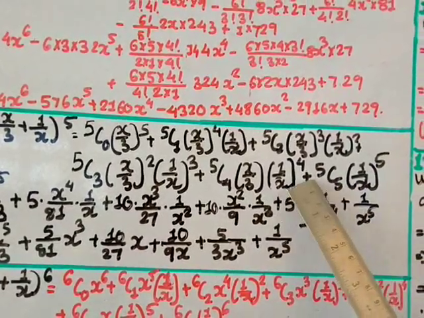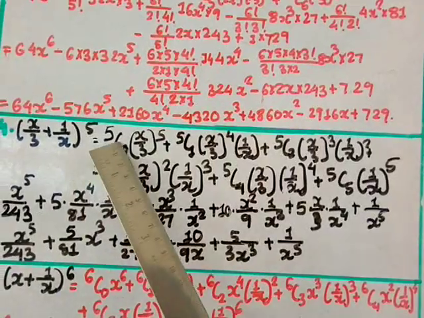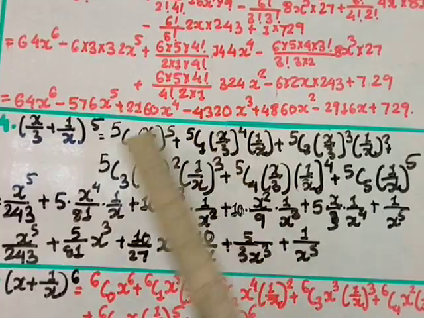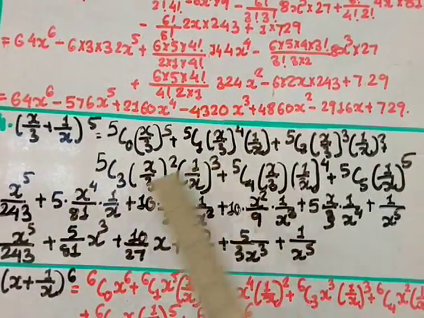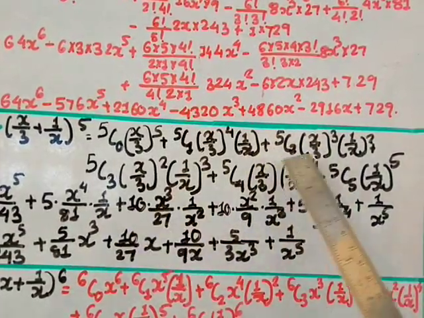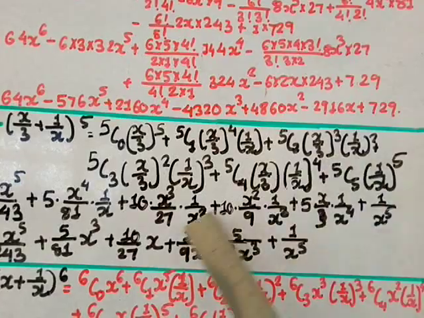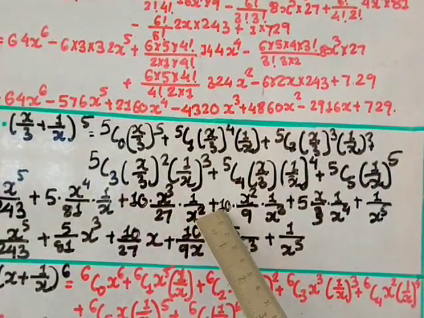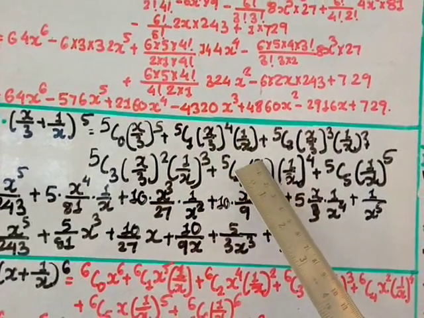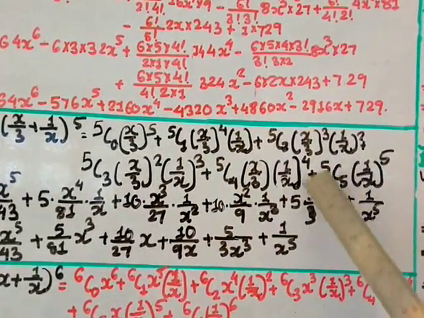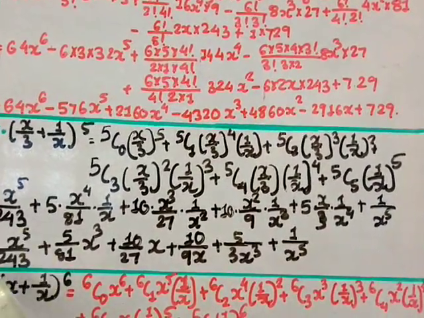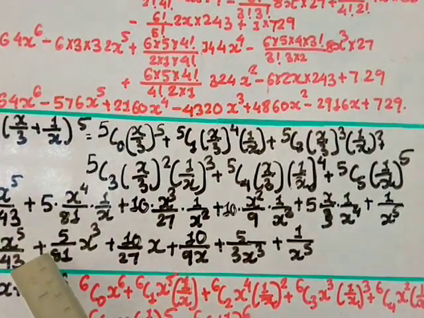It has to go up to 5, because the power is 5. Now this value is 1, and x^5 is x^5, and 3^5 is 243, plus this value is 5, x^4 divided by 3^4 which is 81, into 1/x, plus this coefficient is 10, x^3 by 3^3 which is 27, into 1/x^2, plus this coefficient also is 10, this is x^2 by 9, and this is 1/x^3, plus this coefficient is 5, x/3 into 1/x^4, plus this coefficient is 1, and this is 1/x^5.